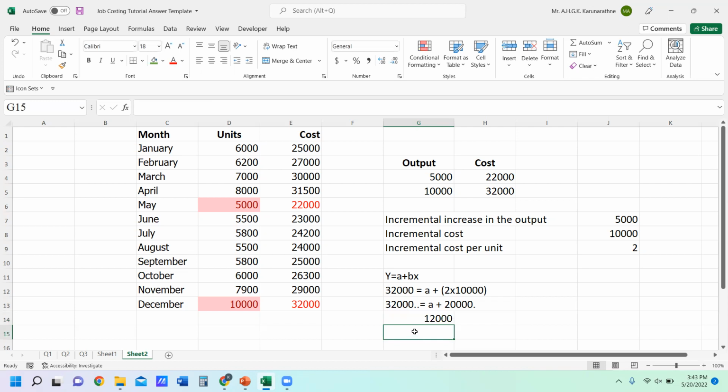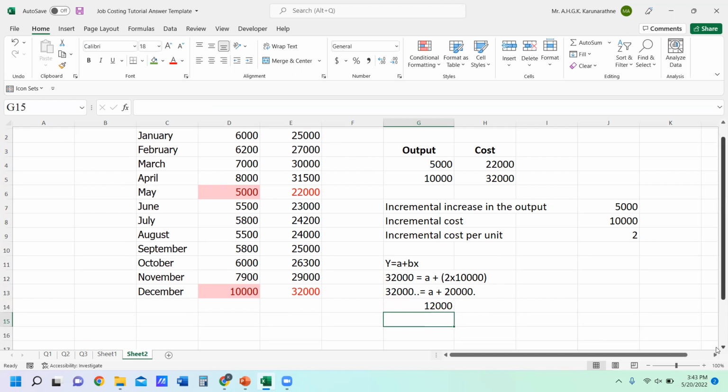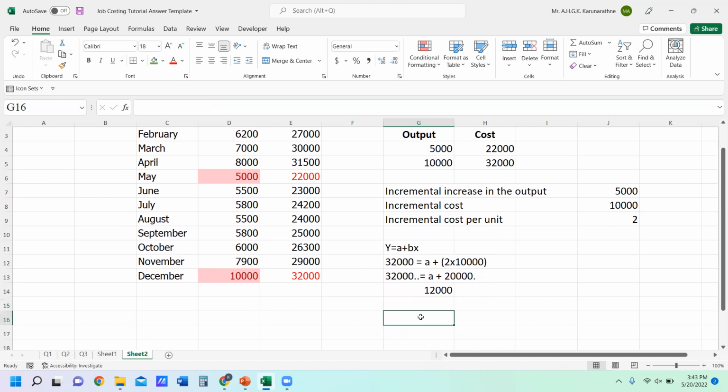So accordingly, we can develop the formula: Y equals A, which is 12,000, plus B, which is 2, times X. So this is the formula for our cost equation. This cost equation will not give you the exact estimation, but it would give you a reasonable estimation based on the previous observation.